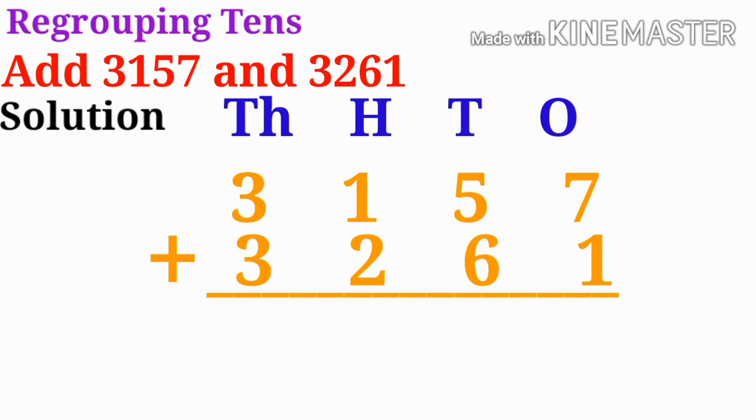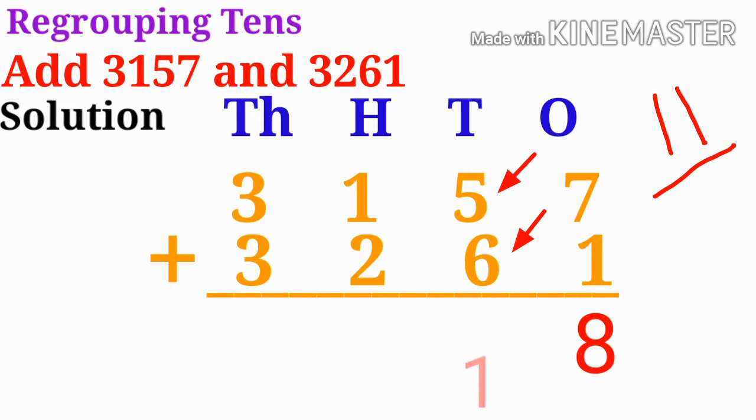Regrouping tens. Add 3157 and 3261. Same as before, arrange the two numbers in their place value. First, add the ones digits, that is 7 ones plus 1 one is equal to 8 ones. Then add the tens digits. 5 tens plus 6 tens is equal to 11 tens. Regroup 11 tens. When we regroup 11 tens, we get 1 hundred plus 1 ten. Okay, so I will write one in the tens place and another one in the hundreds place.